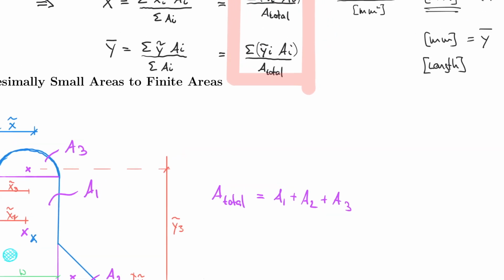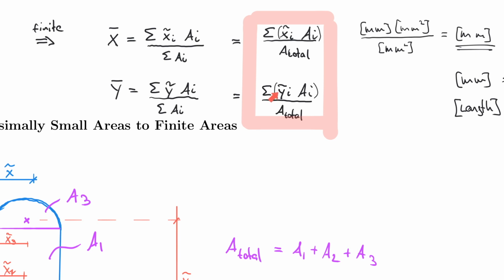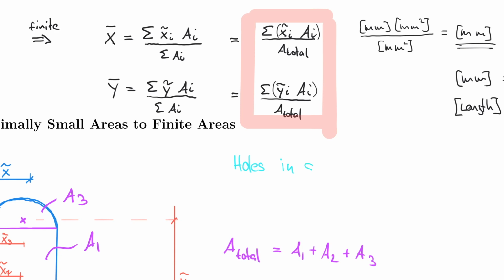And let's say that if I have a hole, which is a negative area, if you will, I would have to subtract it here, right? So this distance would still be positive. This would be a negative area, and I also have to subtract it here. So it can happen that you have to deal with the summation of negative parts in this equation, and that can be possible. So let's write that down. Holes in shape are considered negative areas, and must be subtracted.